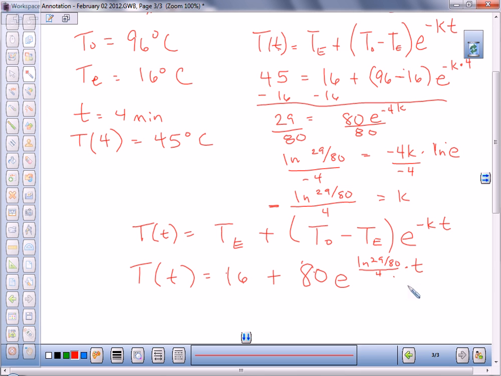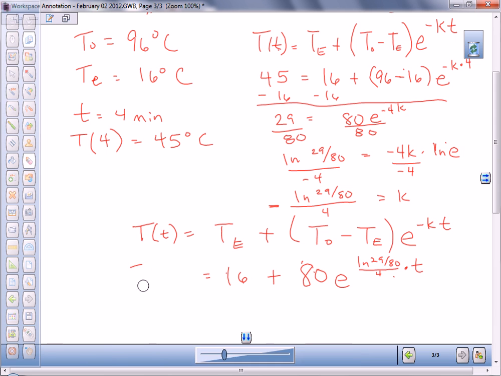Okay, now we have a nice, accurate formula, and we can answer the problem. What did the problem ask us? When will the egg be 20 degrees Celsius? So where do we plug in that 20? On the other side. So this becomes 20. And then we solve it. Okay, I'm going to give you the opportunity. Then I'll show you what I have.